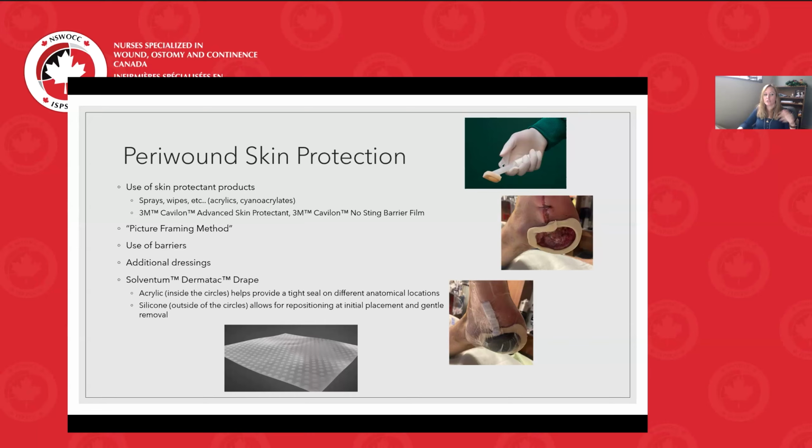Things you can use are picture framing methods if the patient's on negative pressure wound therapy, which you can see down here in the picture of the heel. We utilized a barrier ring around there to protect that area of the peri-wound skin. And if you've never used the Dermatec drape, this is what it looks like. It's acrylic on the inside of our circles and silicone on the outside. This allows for easy removal and reposition. It takes about 20 minutes for it to cure, so you can remove it and put it back down for up to 20 minutes.